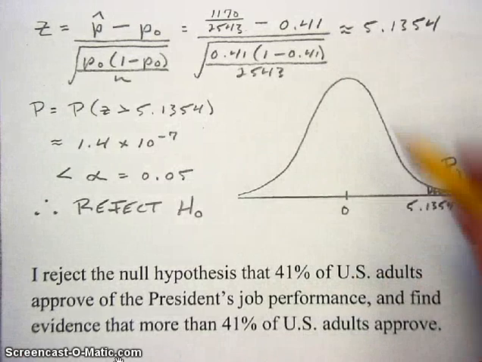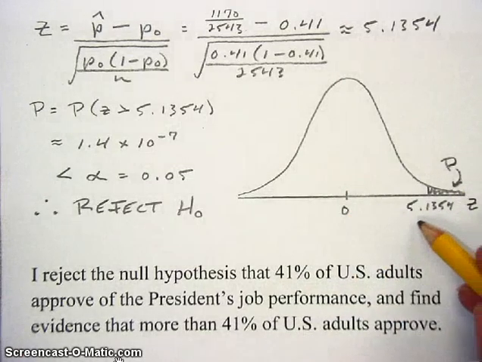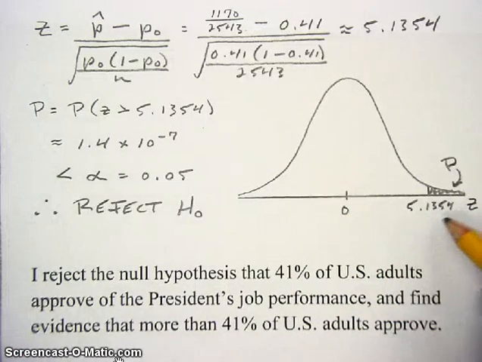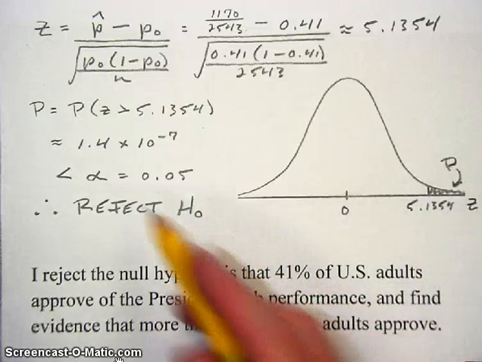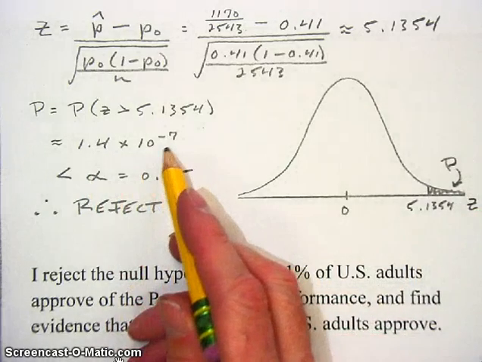Here's the picture of that situation. Here's your z distribution with the mean of 0. 5.1354 is way over here. It's 5.1354 standard deviations above 0. And here's the tail. That's the p-value for this test. It's very, very small. Works out to be 1.4 times 10 to the minus 7th.